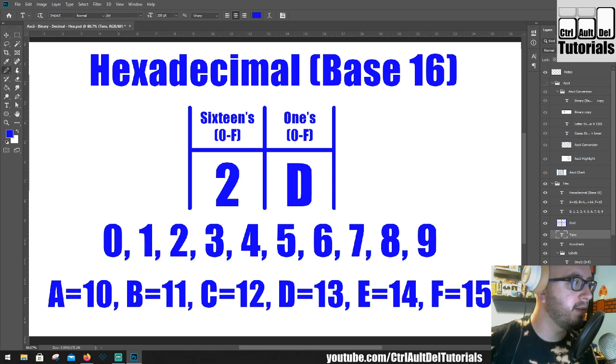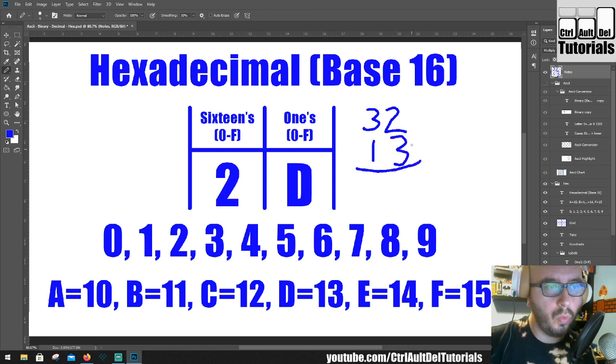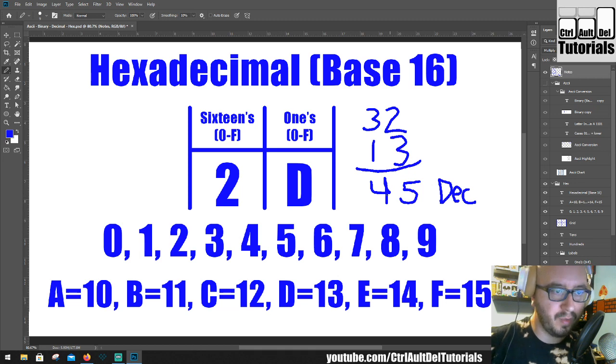So 2 times 16 is 32. I picked that number on purpose because math. D is 13. We're going to do some adding. That's 5, and that's 4. All right, our decimal value, so this is base 10, decimal, 45. So 2D from hexadecimal converts to 45.